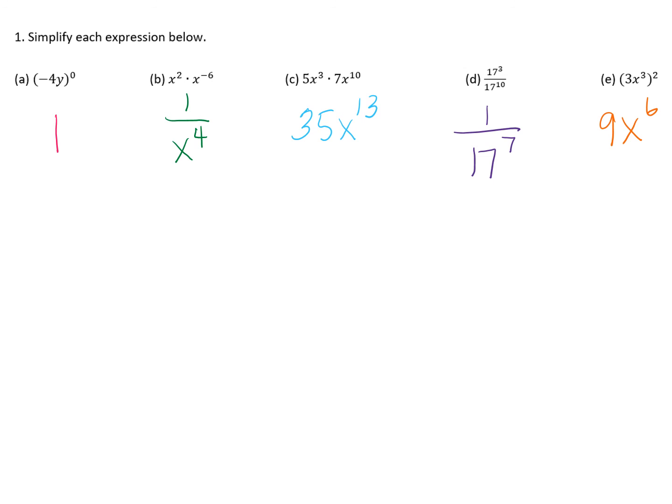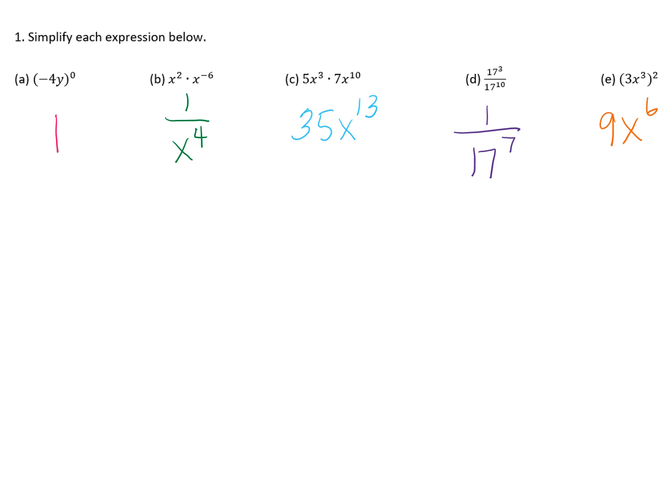Letter D may have freaked you out because there were numbers instead of variables. It works the same way. You have 17 threes on top, 10 17s on the bottom, so 3 of them will cancel out, and you're left with 7 17s on the bottom.